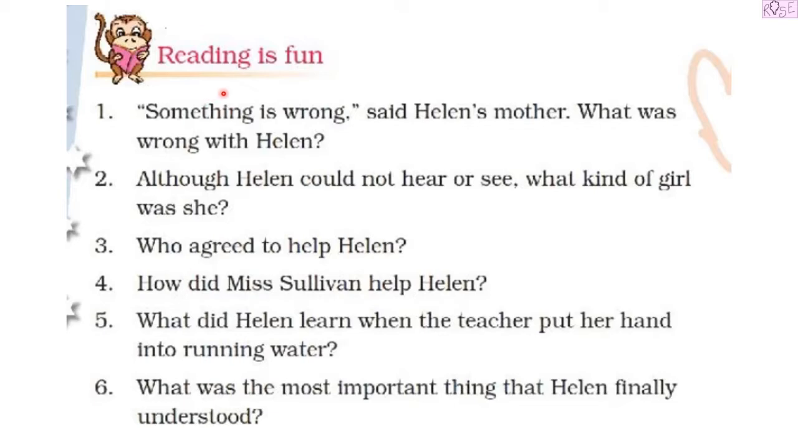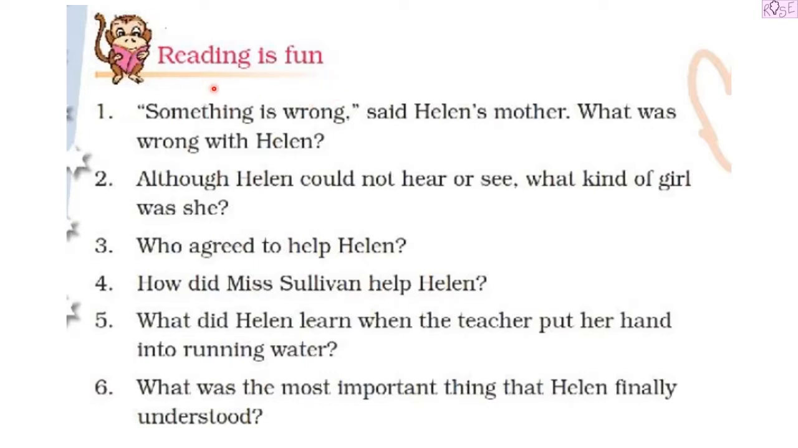Reading is fun. So yes, we read the chapter Helen Keller, which was about a girl, Helen Keller, who could not hear or see, yet she found a way to communicate everything to the entire wide world. So we know how she used to do it and who helped her, right? And if you don't know the story, please see the previous video, which is about Helen Keller.